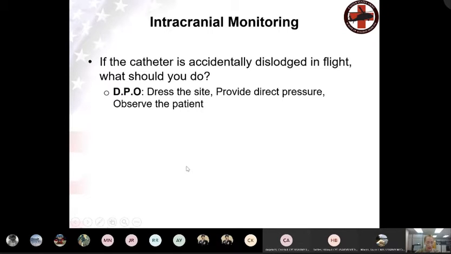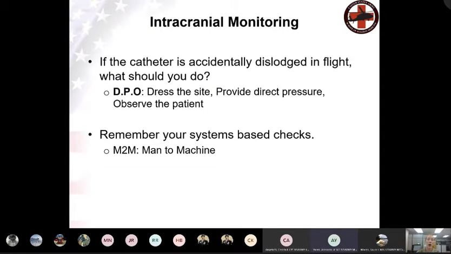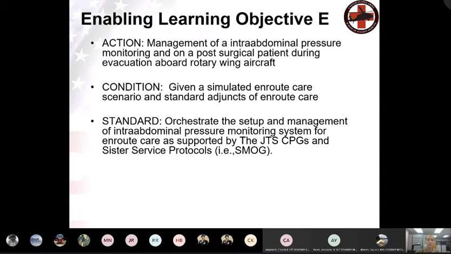And then certainly, Sergeant Yanez, when we do our assessment, what's our approach to doing an assessment? Man to machine, ma'am? Absolutely. So it all goes back to our patient. Assess your patient, assess your patient, assess your patient. That's where you're going to get that best information.